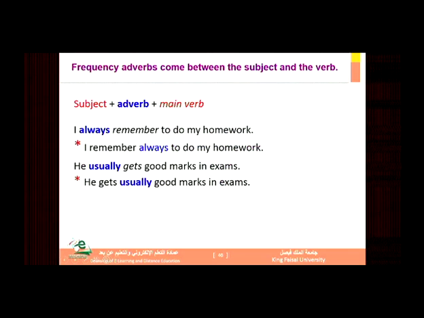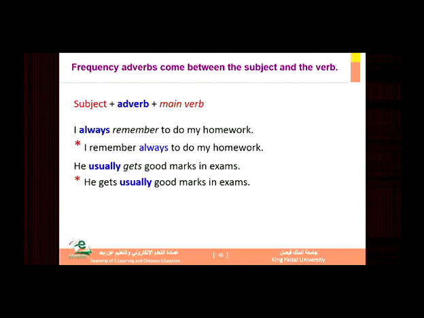Okay, now if you look at this rule that can help us understand and remember where to place the adverb, we start with the subject, then followed by the adverb, then the main verb. In other words, the adverb comes between the subject and the main verb. These are examples showing us some incorrect uses of the adverb where it is not used between the subject and the verb. We can say, I always remember to do my homework.